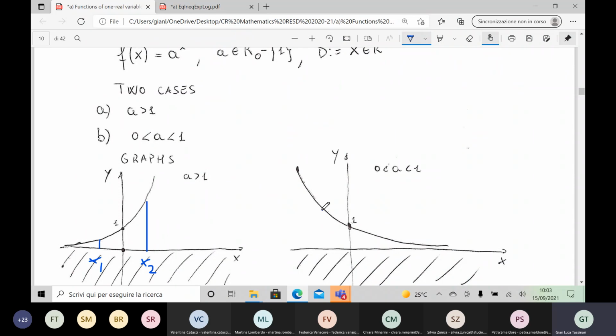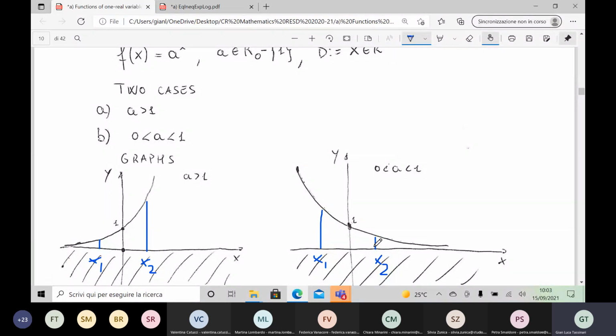Consider instead the other case, when the basis of the exponential is a number between 0 and 1. Consider again these two numbers, x1 and x2. As you can see, x2 here is greater than x1, okay? But the exponential of x2 is this vertical distance, and the exponential of x1 is this vertical distance. So whenever x2 is greater than x1, the exponential of x2 is smaller than the exponential of x1.